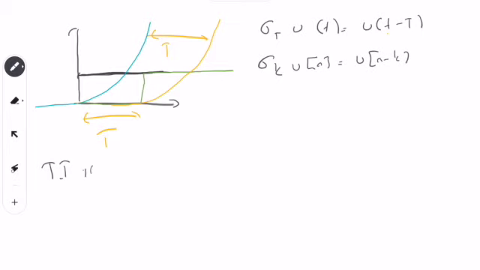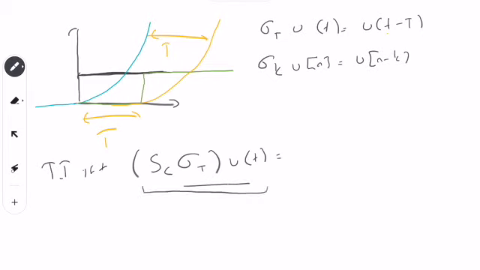Your system is time invariant if and only if it satisfies the following condition: S_c(sigma_T u)(t) equals sigma_T y(t), where S_c(u)(t) is equal to y(t). Here I have an input, I first shift my input, then I feed the output of the shifting operator to my system and observe the output. If this is equal to sigma_T y(t), then my system is time invariant.